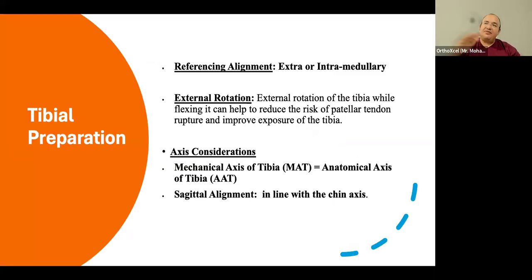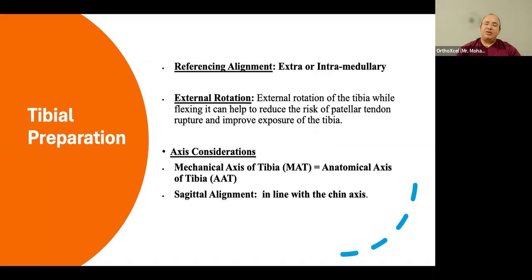Now we're done with the femur. Cut front, cut back, cut chamfers. Your femur is now ready. You're going to do the tibia. In the tibia, we reference either anatomical or mechanical. So we either go intramedullary, where we stick a jig inside the medulla and measure on it, which we always use in revision cases. For primary cases, we always do an extramedullary reference.